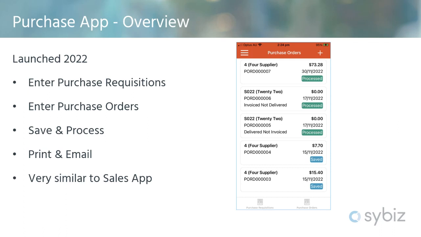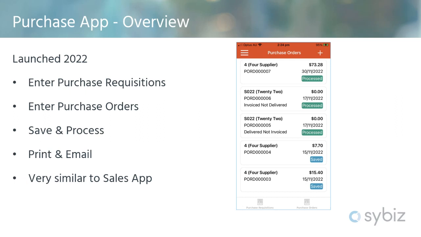And from the purchase app background, we launched it in 2022. And as I said, you have the ability to enter purchase requisitions, enter purchase orders. You've got that save and process, which can be separated from a rights perspective. So you could have some people that can just save purchase orders, for example, but then someone else wants to vet them back at head office before they're sent on to the supplier. And you also have the print and email functionality.